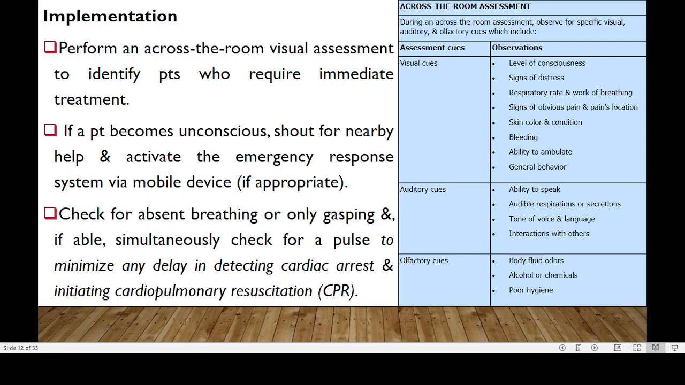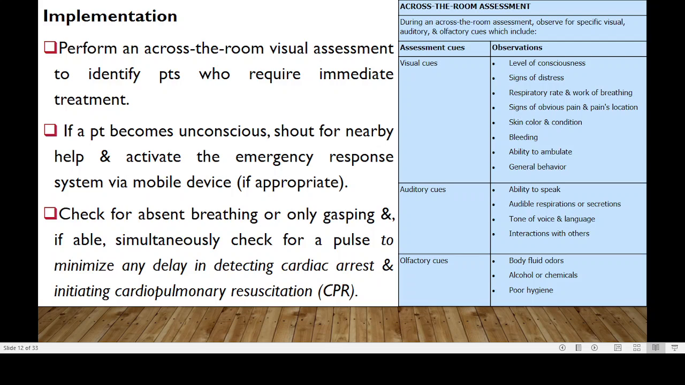For the auditory ones, you look at the ability to speak, audible respirations or secretions, tone of the voice and language, and interaction with others. And lastly, olfactory, you have to look at body fluid odors, alcohol or chemicals, and poor hygiene. So once you have performed the across-the-room visual assessment, if the patient is unconscious, you need to shout for nearby help and activate the emergency response system. It could even be via the mobile phone if appropriate in your hospital.